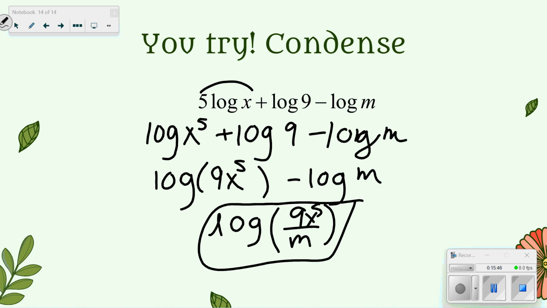If you had log of 9x to the 5th over log of m, those are not equivalent expressions. So that would not be how you would want to express your answer. You want to think about when you're bringing things together, it's all inside the parentheses together of what you're taking the log of. Just want to make sure everybody's clear about that. Anybody have any other questions with that?